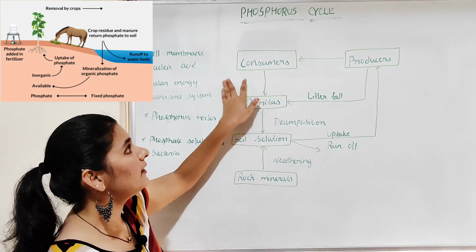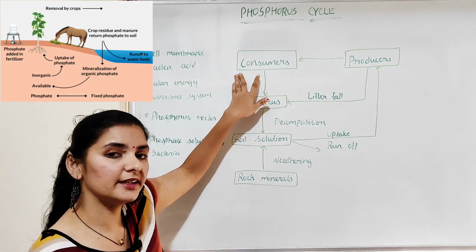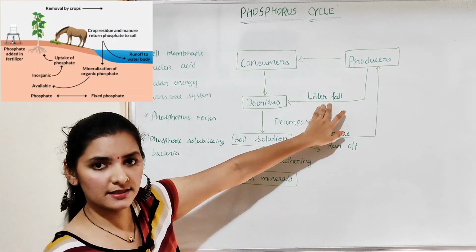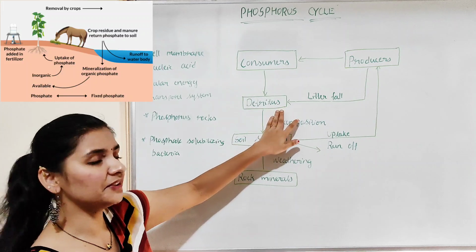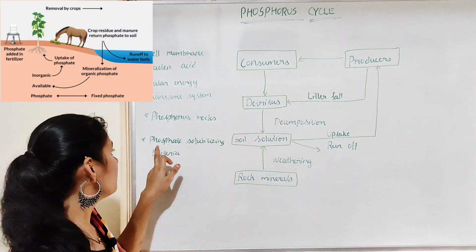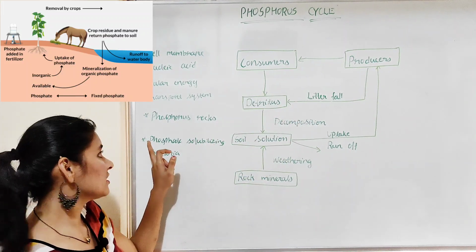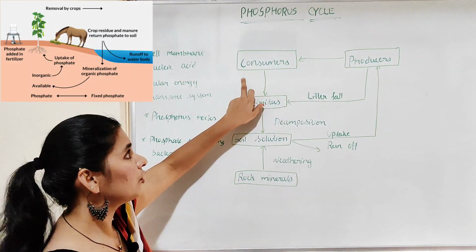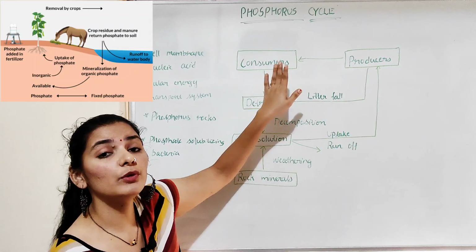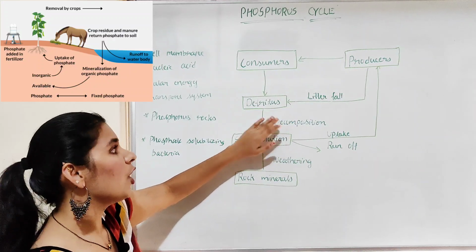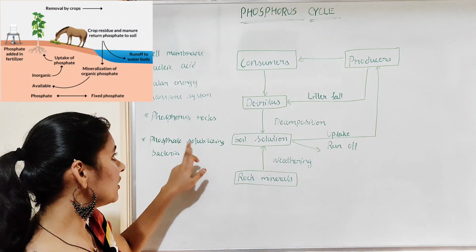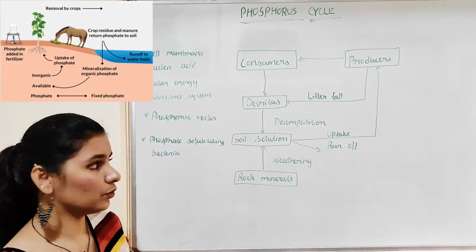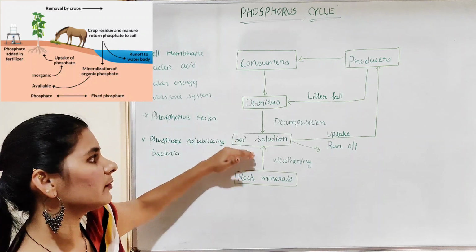This feces, the dead body of the animal after death, and the plant body and its parts like litter will be acted upon by the detritivores. Here the detritivores are phosphate solubilizing bacteria. This phosphate solubilizing bacteria will act on the feces and the dead bodies of the animals and plants, and decompose those dead body parts. Upon decomposition, this bacteria return the phosphate back to the soil.